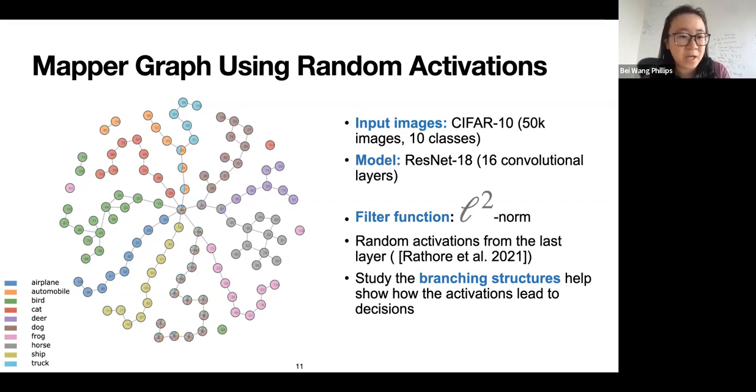There is a branch here that is very much, so the way I visualize it is that if a node in my mapper graph has a pure color, it means that all the images it contains have the same color by their ground truth label. So basically, if you look at a blue node, which corresponds to truck, it means all the images contained in that node have the label truck, okay?